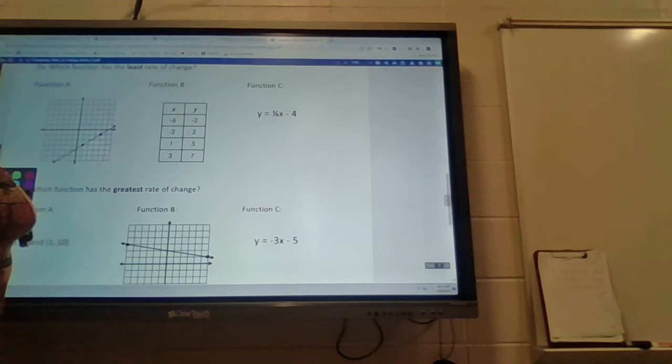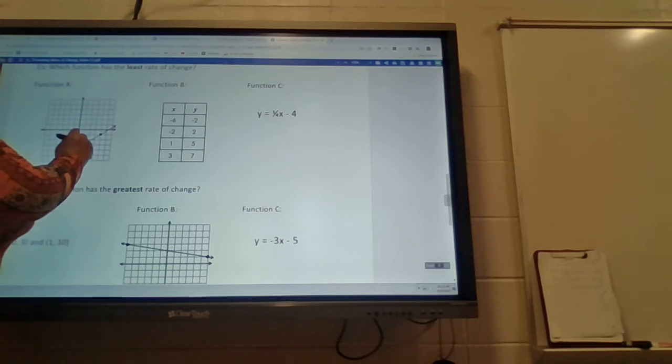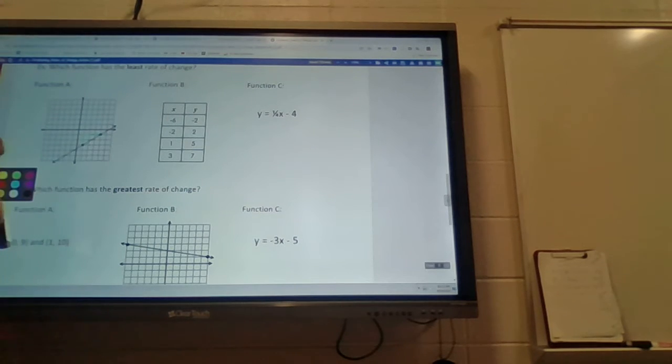Okay, and this one we want the smallest rate of change. So, and I always do this, y'all, so I can see where I'm going. Because I drive from this point to this point, but I'm driving along the graph.